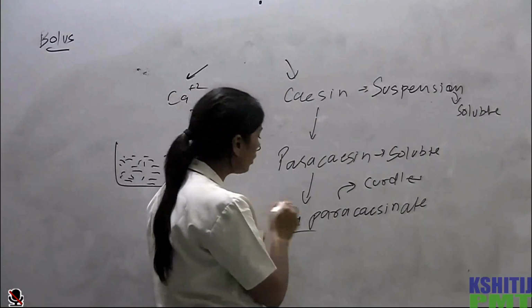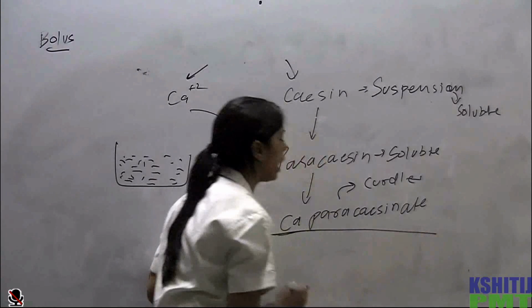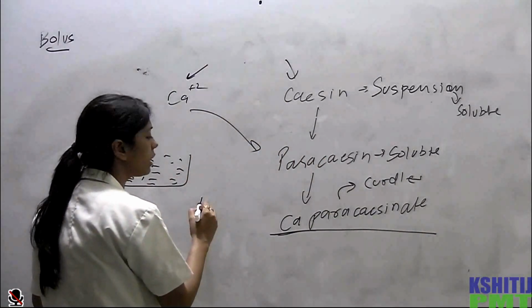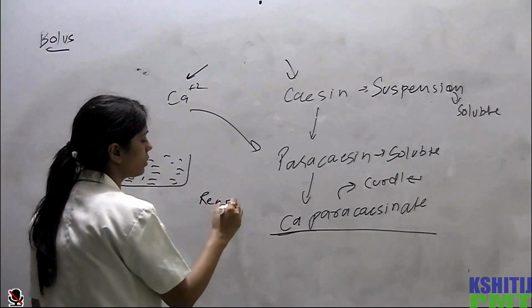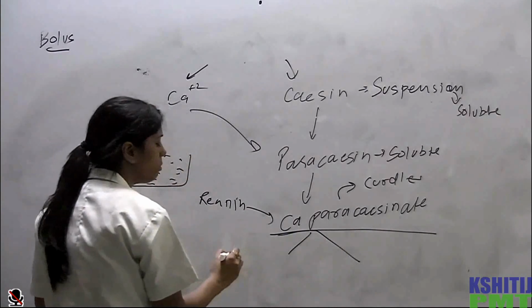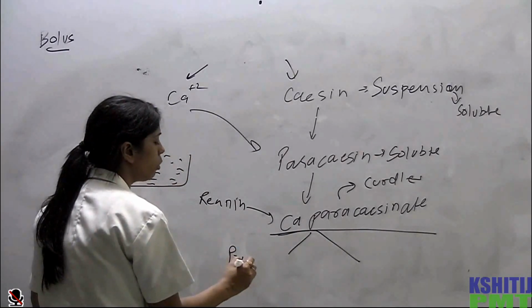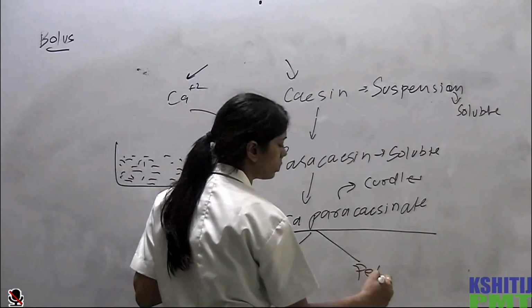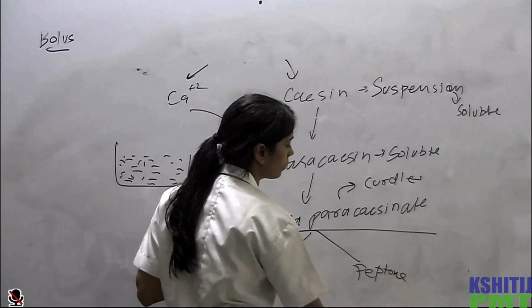After this, renin will act upon this calcium paracaseinate and will break it into simpler components, that is proteases and lactose. Clear?